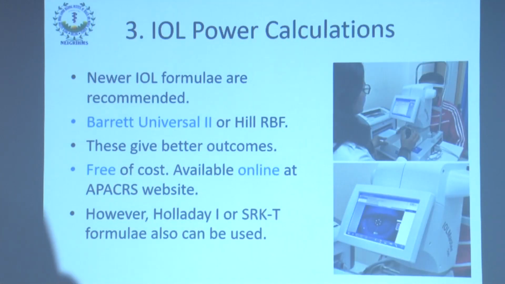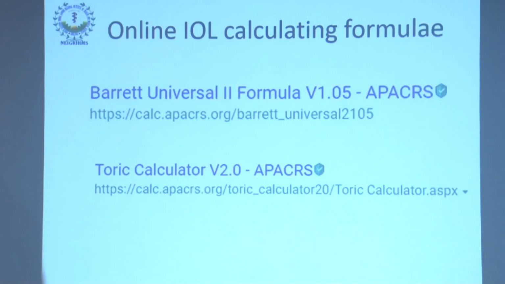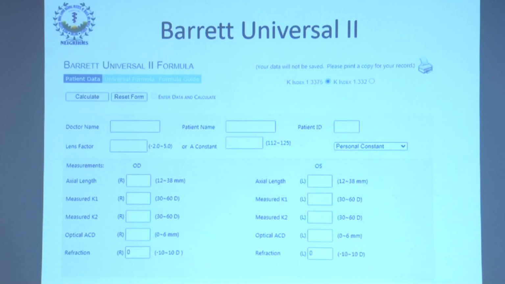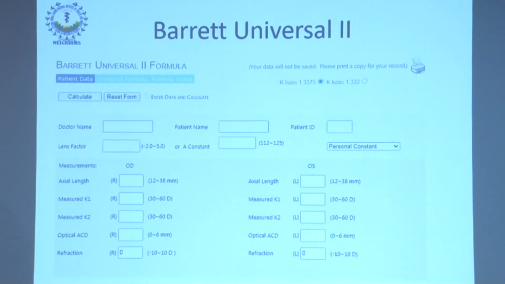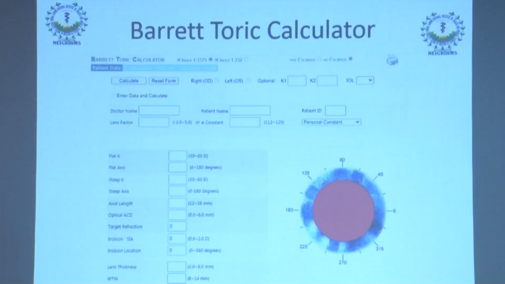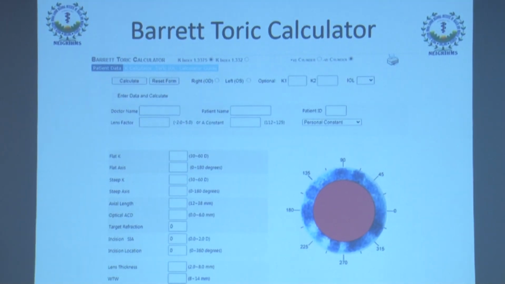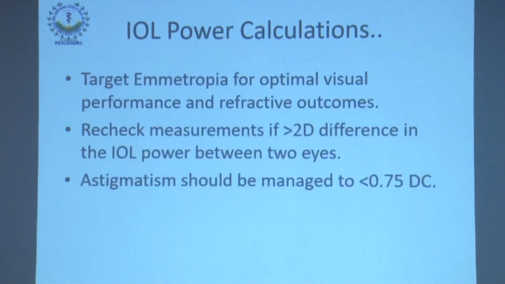Coming to IOL power calculations, newer IOL formulae are recommended, like Barrett Universal 2 or Hill RBF. These are freely available online on the APCRS website. These are the links that are freely available. And if we feed the data into this Barrett Universal 2, we'll get the correct power. And also for the Barrett toric calculator, if we feed the data, we'll get the proper axis and the correct power.